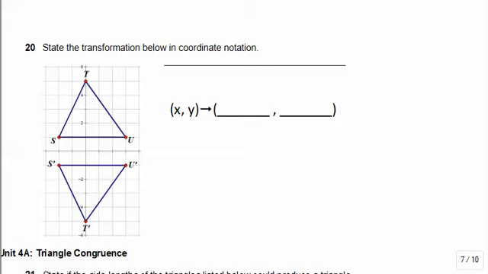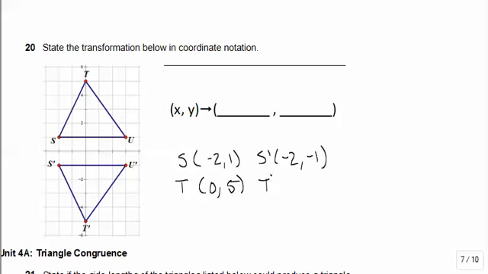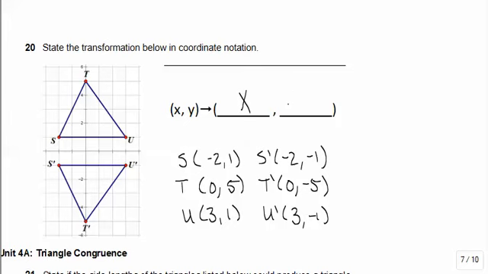State the information below in coordinate notation. So S originally was at negative 2, 1, and S prime is at negative 2, negative 1. T is at 0, 5, and T prime is at 0, negative 5. And U is at 3, 1. U prime is at 3, negative 1. So all that changed is that my x's are the exact same, but my y's changed signs.